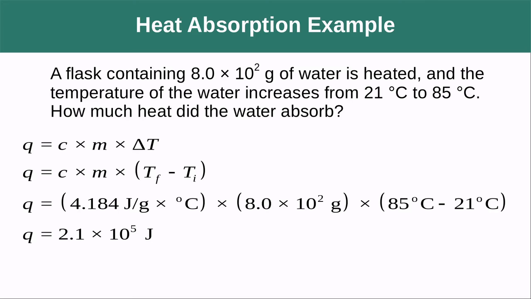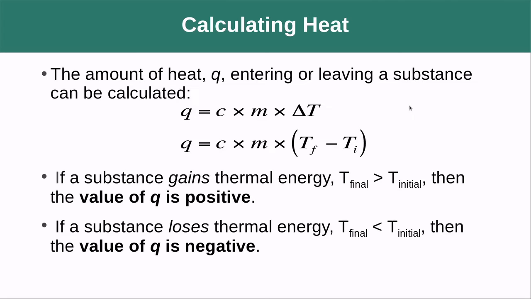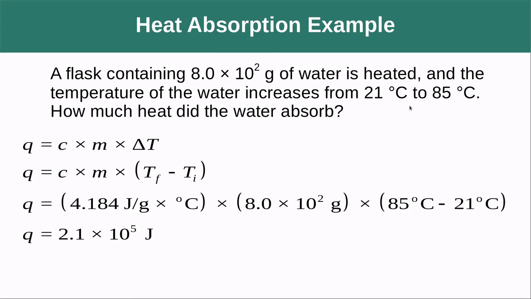So a flask containing 800 grams of water is heated, and the temperature of the water increases from 21 degrees C to 85 degrees C. How much heat did the water absorb? So the first thing we need to know is our specific heat capacity. And that is a lookup thing, right? That would be like going back to this table and taking a look here and saying, oh, okay, water is 4.184 joules per gram Celsius.